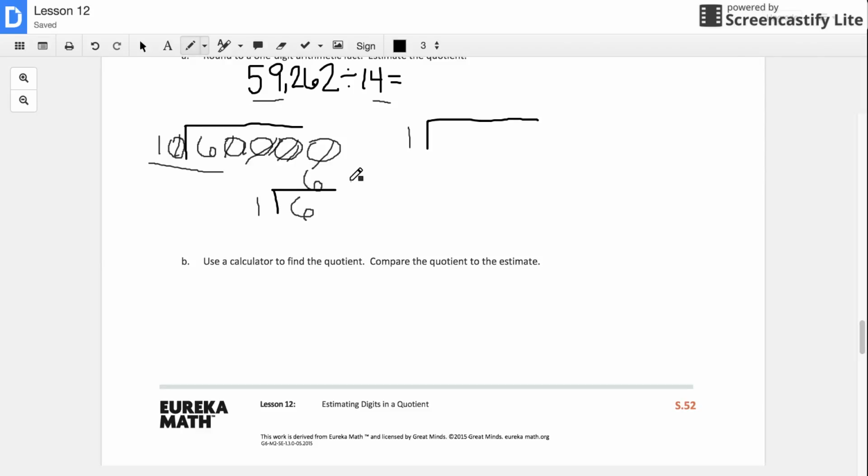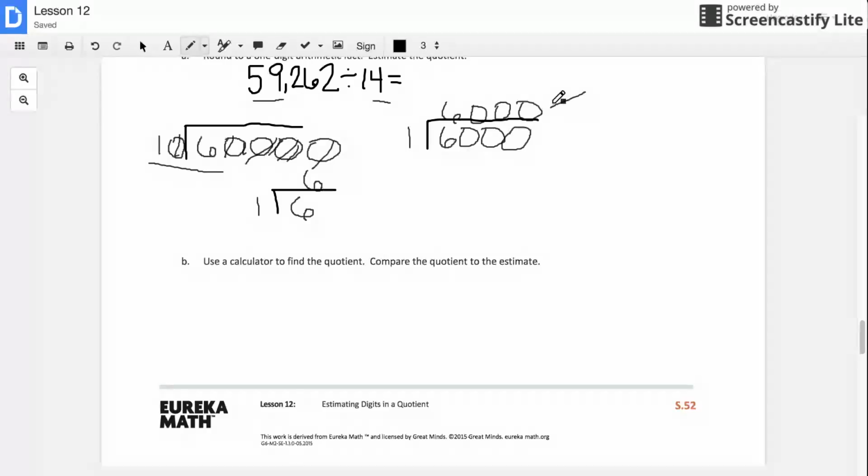So that means that 6,000 divided by 1,000 would give us 6,000. And so a good estimate for 59,262 divided by 14, an estimate would be 6,000.